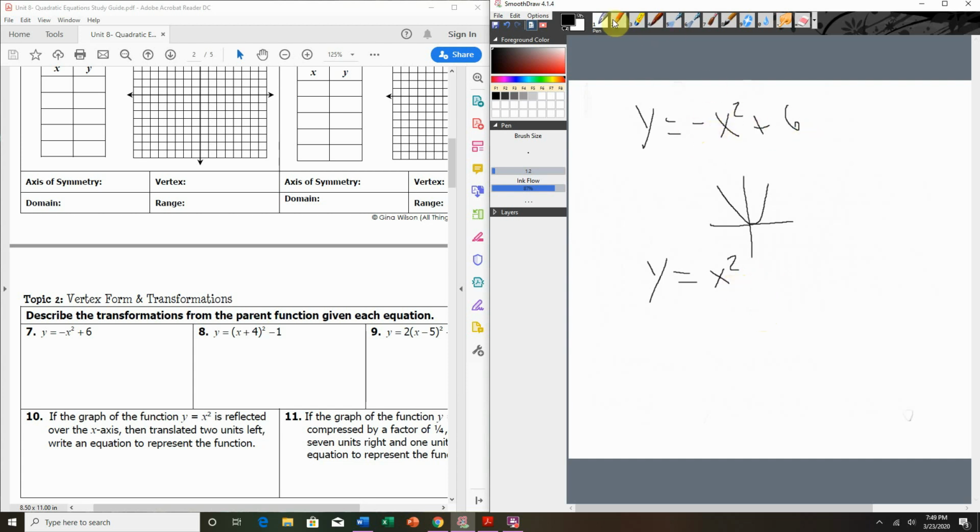So let's focus on this negative for a second. Okay, so let's focus on that negative for a second. So we talked about if there's a negative in front of our a term, it does something to this graph. Okay, so we talked about if it's positive, it makes that smiley face, but if it's negative, it's going to flip it. Okay, so the first thing that's happened is that it's flipped.